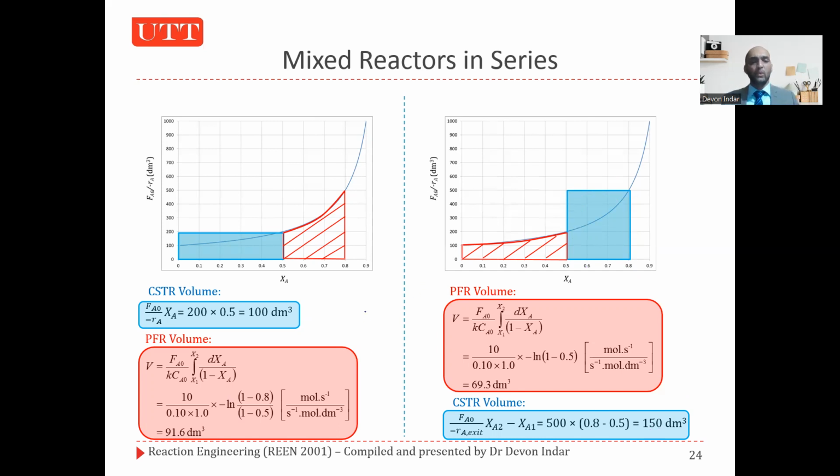Furthermore, if you look at the total volume required for the system on the left-hand side, our total volume is 191.6 dm cubed. Whereas the system on the right, we have approximately 220 dm cubed. So you will see that switching around the orders of the reactors, CSTR versus PFR first, gives you different total volume requirements, which will affect your capital cost. So it's not as trivial as that; usually you'd have to go through the whole process to determine what the correct staging would be for you.